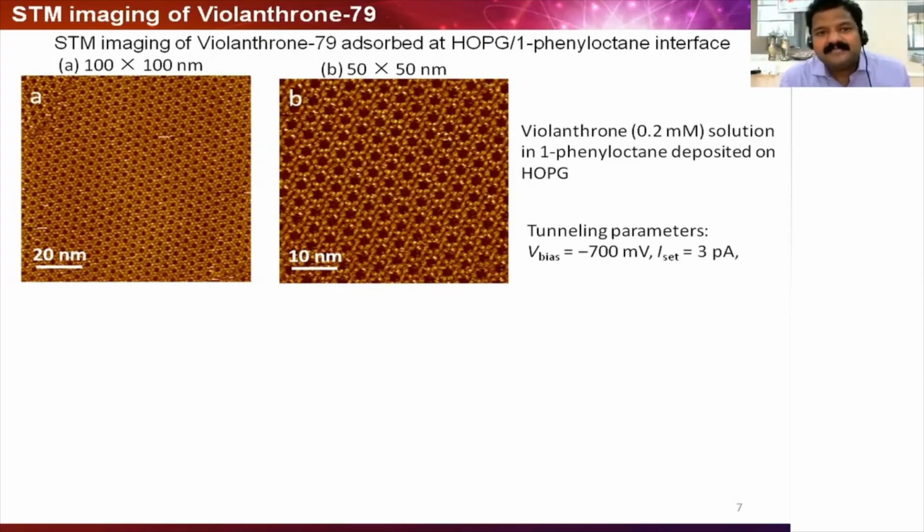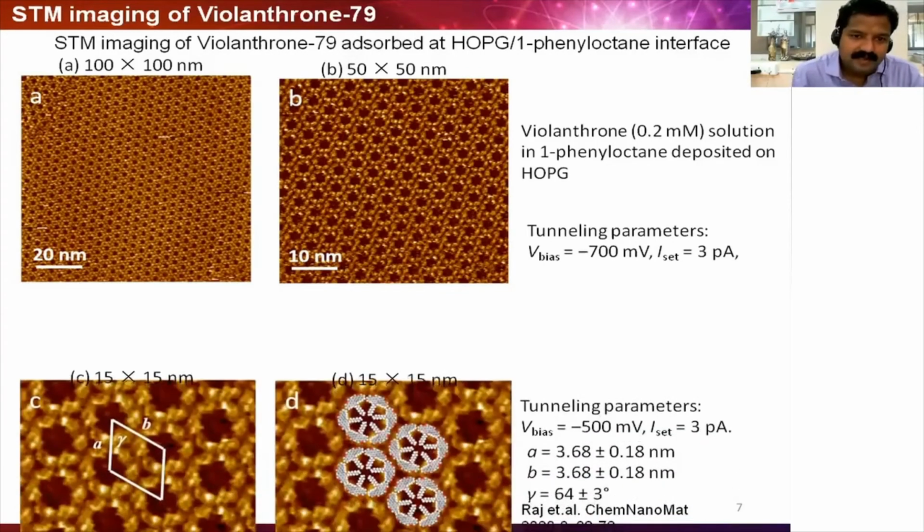So we play with the set point current value as well as the bias voltage between the tip and the sample in order to control the resolution of these molecules, to observe these molecules on the surface. These are the two important parameters that we control in the STM technique to get molecular level resolution of the samples.